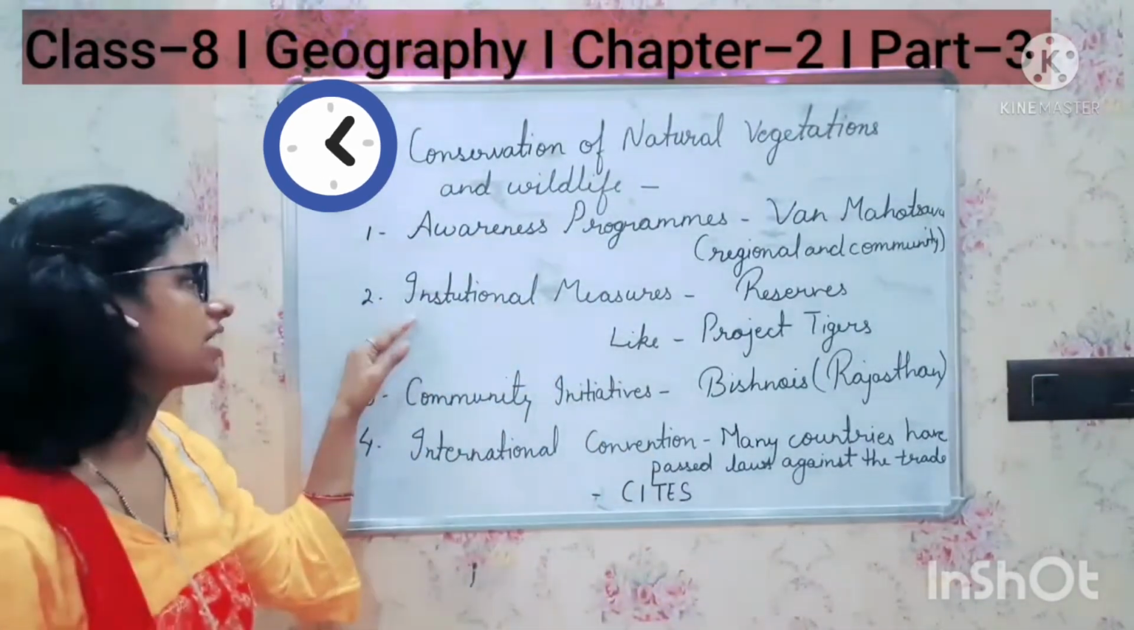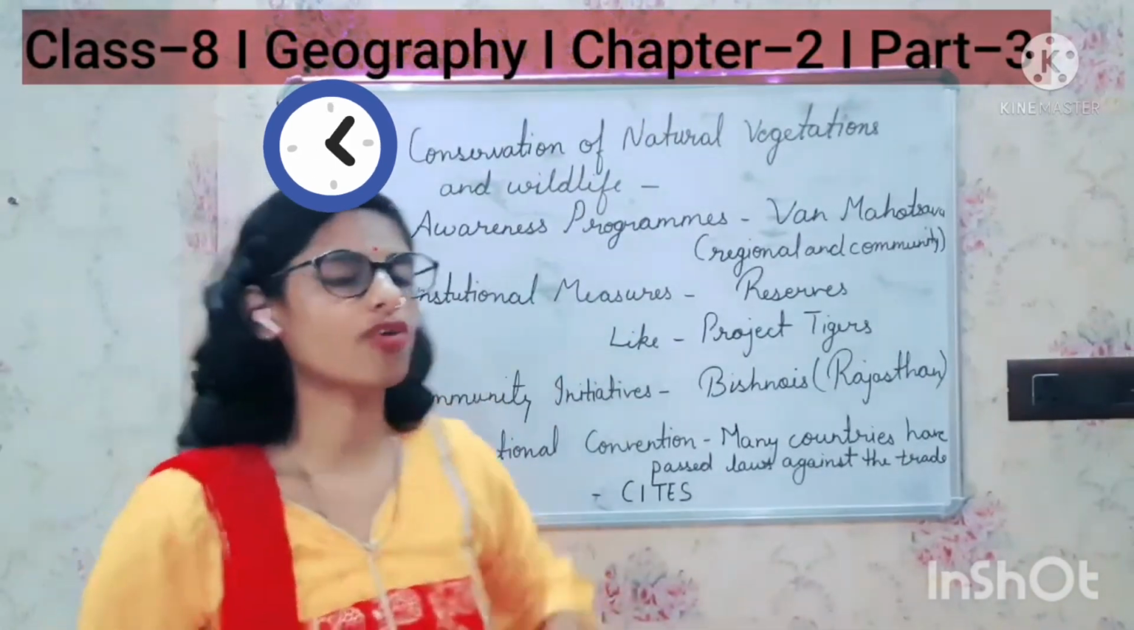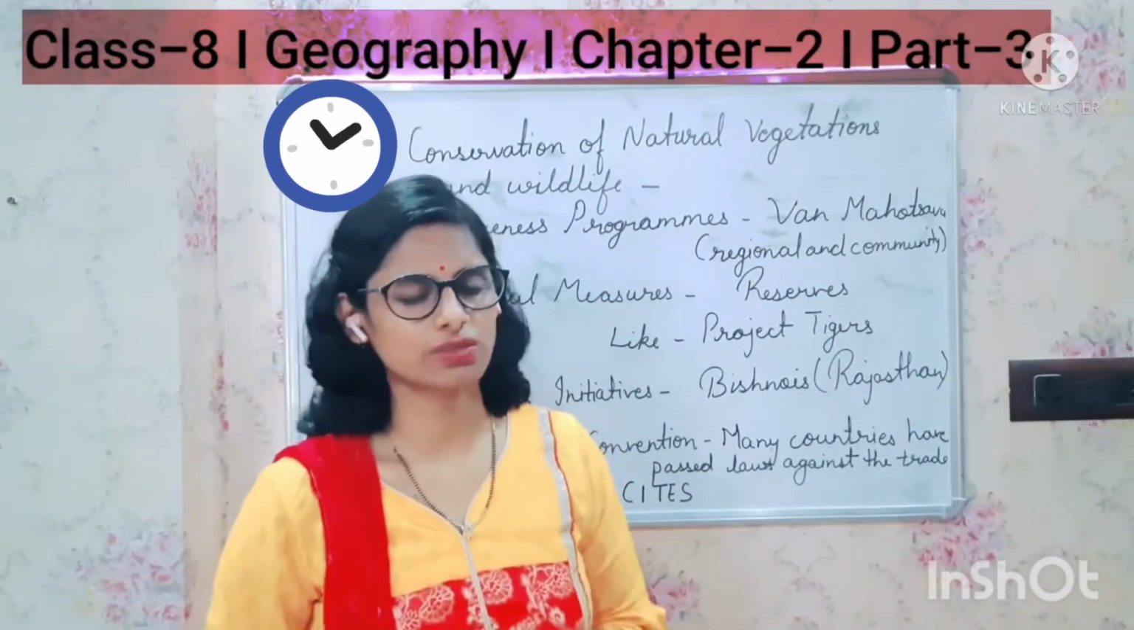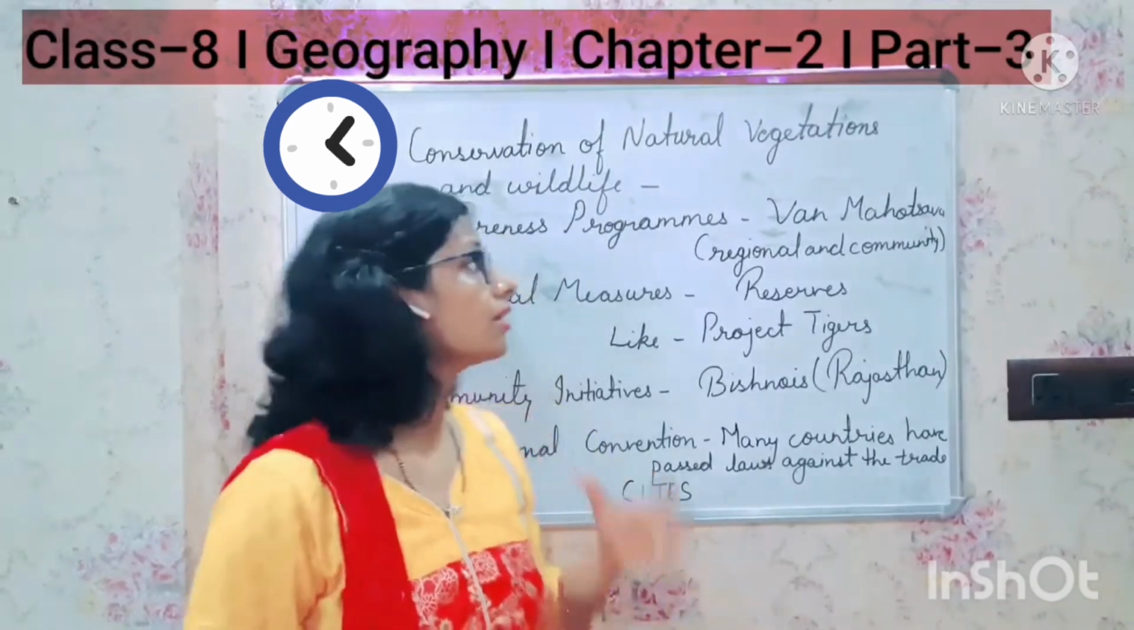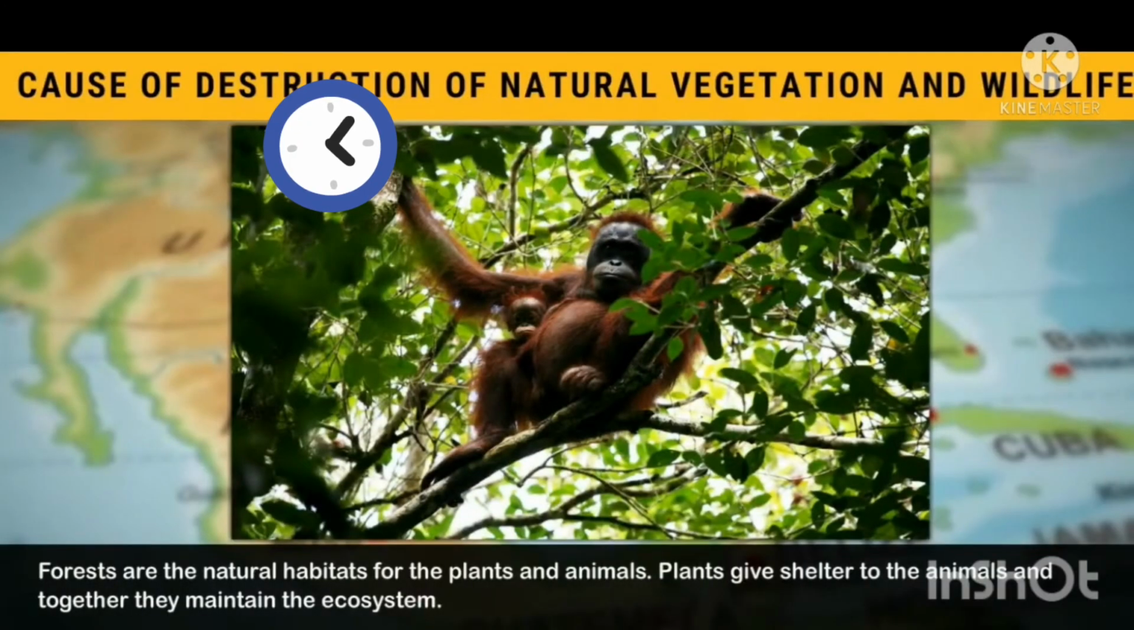The second one is institutional measures. By this, the government has taken many steps to conserve natural vegetation and wildlife.